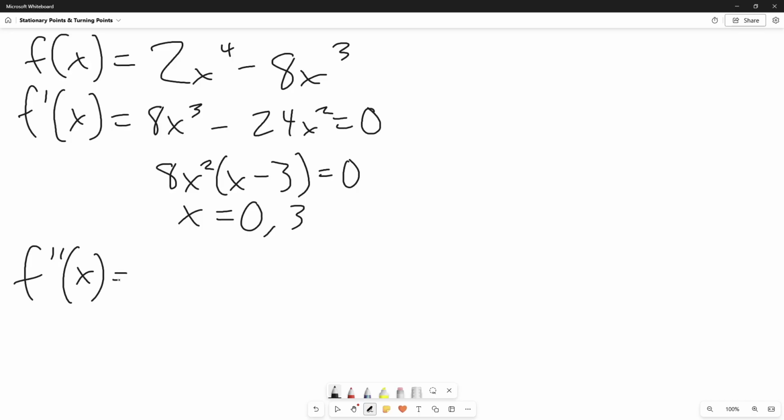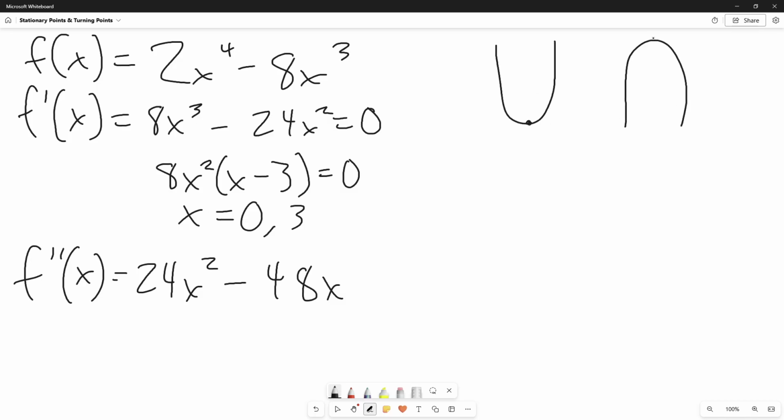So you simply take the second derivative. In this case, it's going to be 24x squared minus 48x, and you're going to analyze the concavity of the function at the point. So for example, if you have something that's concave up, something that's concave down, and the one that's concave up, your stationary point is going to be a minimum, and the one that's concave down, your stationary point is going to be something that's a maximum. And when your function is concave up, your second derivative will be positive because the slope is increasing, and when it's concave down, your second derivative is going to be negative because the slope is decreasing.